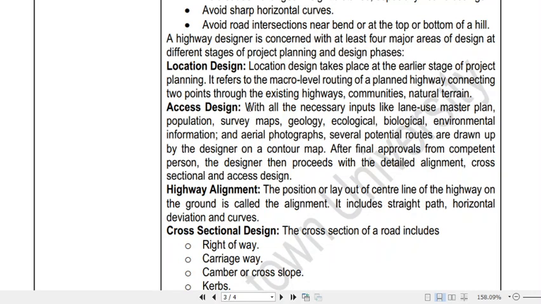Then route design starts with all the necessary inputs like land use, master plan data, population data, survey maps, geology, ecological and biological environmental information, and aerial photographs. Several potential routes are drawn up. Okay, there are different potential routes you will be drawing up, and after screening, finally you will set up one road through which your final road design will be completed.